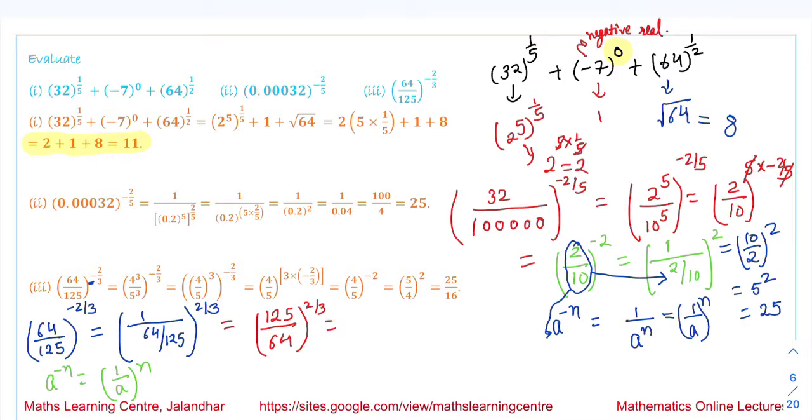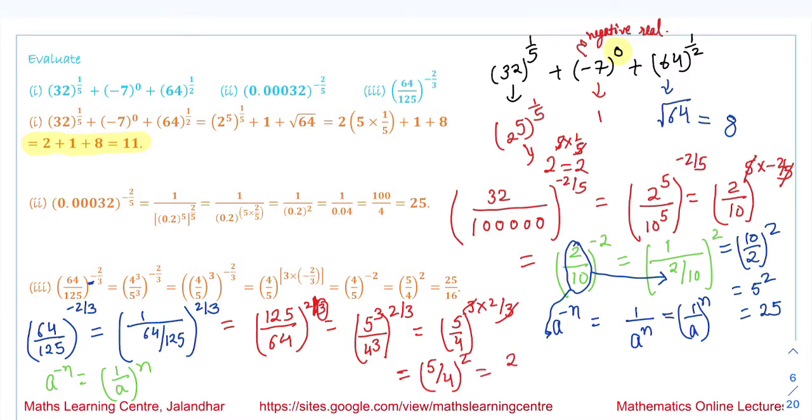Now in the power we have the denominator 3, so we try to write these terms as powers of 3. So it is 5 raised to the power 3 over 4 raised to the power 3, whole raised to the power 2 by 3. So it is 5 by 4 raised to the power 3 into 2 by 3. This 3 gets cancelled, so we are left with 5 by 4 square, that is equal to 25 by 60.